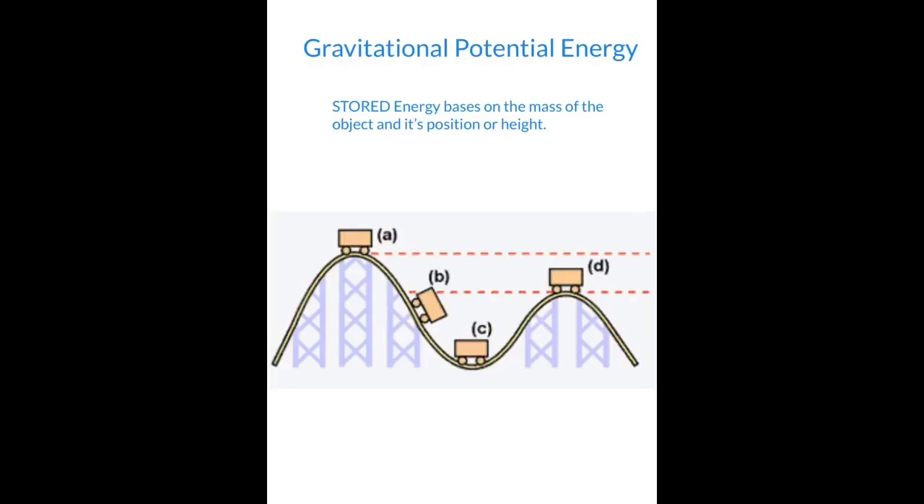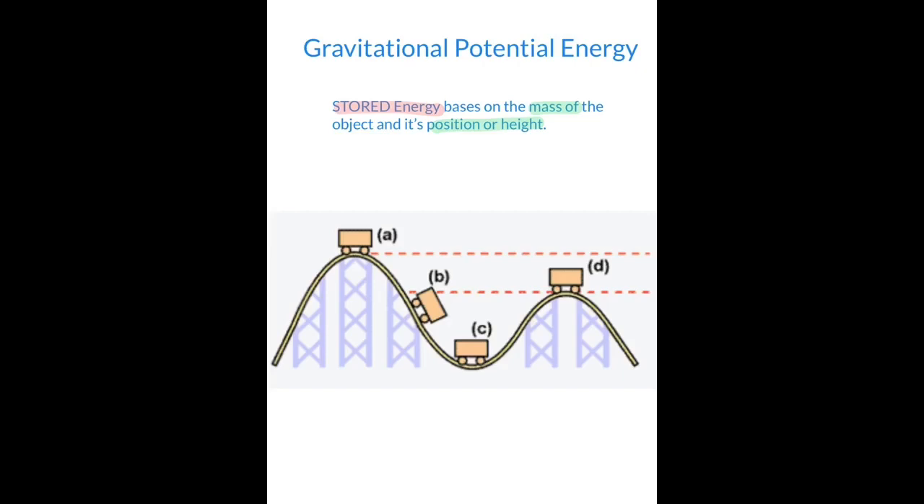So if we look at gravitational potential energy, the main part here is that it is stored energy. All right, and this is based on three things. The gravitational acceleration, which is normally right about 9.8 meters per second squared. But the other two big factors are going to be the mass of the object as well as its position or height. So in that last example, we are talking about the height of the giant. The higher up the mountain he was, the more potential energy he had. The higher the rock was, the more potential energy it had.